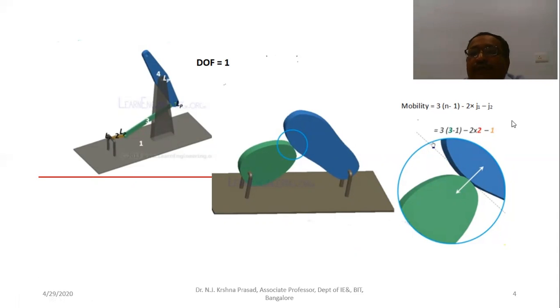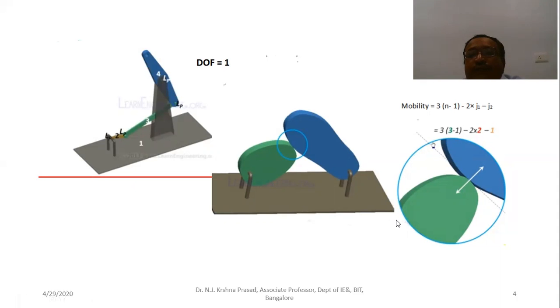So the mobility gives some value. In the same way, you find the mobility for this mechanism. So here the fixed link I gave 1. For the crank, I gave 2. The links 3 and 4 are connected at a point here by a revolute joint. So when the crank 2 rotates, this link 4 oscillates about this point.